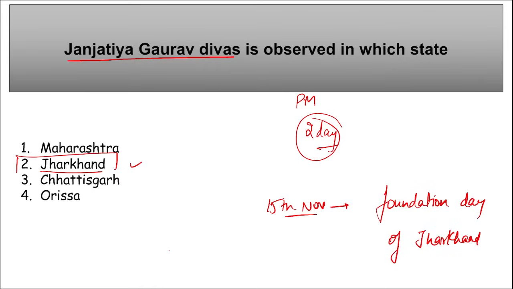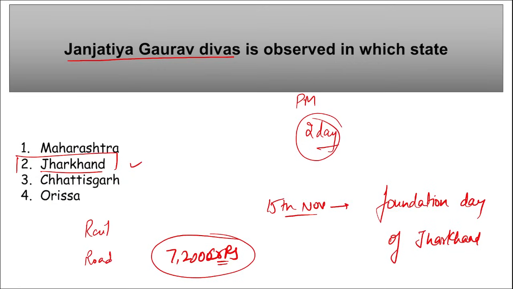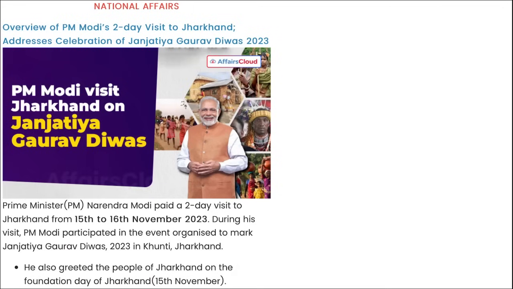Also, PM Narendra Modi laid the foundation stone for development projects worth 7,200 crore rupees, right? This amount will be utilized in various sectors, such as rail, road, education, healthcare, coal, petroleum and natural gas, to enhance the infrastructure and services in Jharkhand. Remember, he was on a visit to Jharkhand from 15th to 16th of November. It was a 2-day visit, and he participated in an event to mark Janjatiya Gaurav Divas in Jharkhand, on the foundation day of Jharkhand, that was on 15th of November.